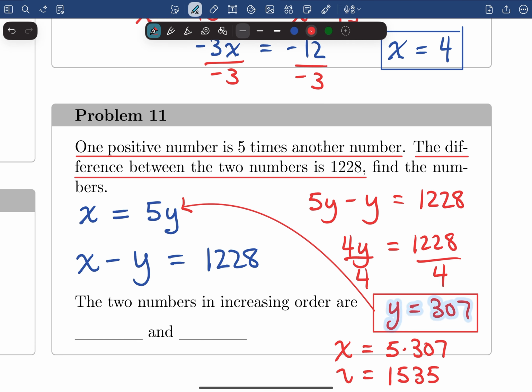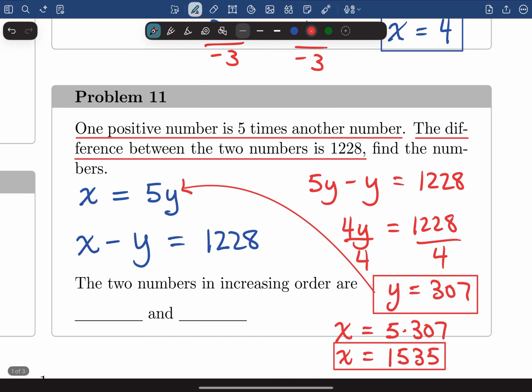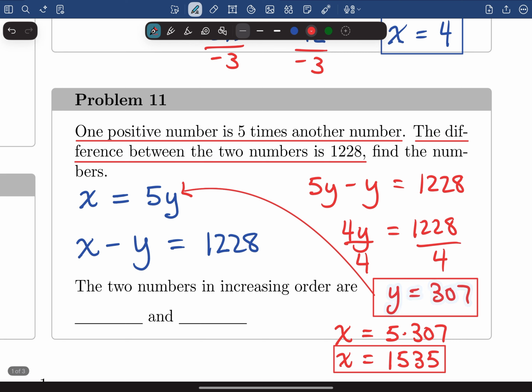1,535. Wow, so I now know what x and those two numbers are. And you could check this really fast. You could take 1,535 and subtract 307 and see if that equals 1,228. And in fact, it does.